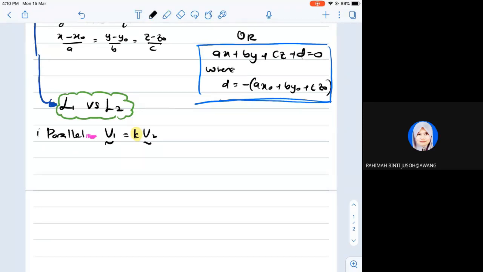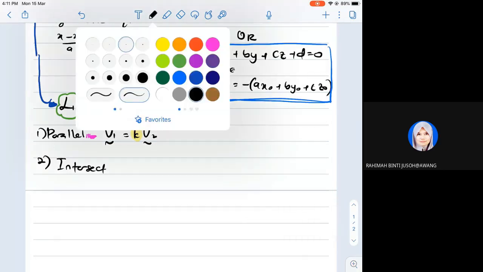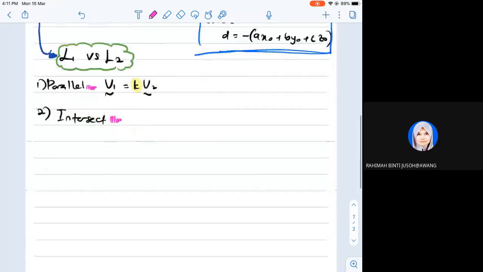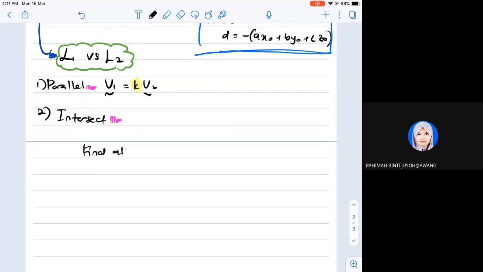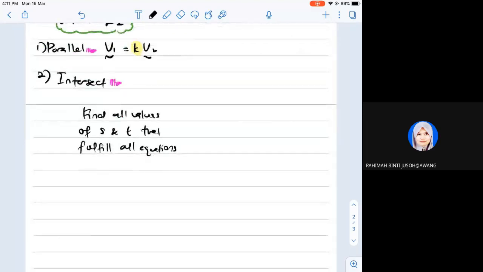Okay, number two, this is number one. Number two, intersect. You need to find all values of s and t that fulfill all equations. I will give an example later, we will do an exercise later. Okay, this is how to test intersection. Number three, skew lines means not parallel and not intersecting.